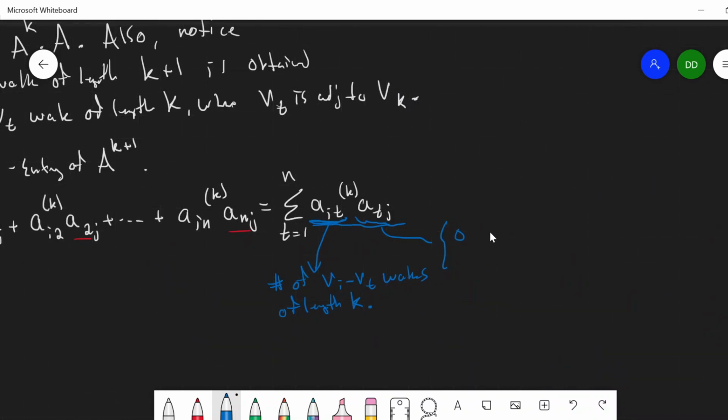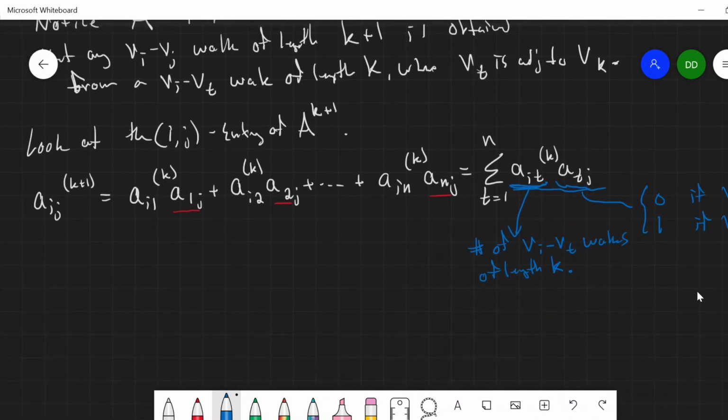And then this a_tj is 0 if vt, vj is not an edge, and 1 if vt, vj is an edge. So right, we have one for each entry, each vertex of the graph. Now the vertices that are not adjacent to vj, this term is going to be 0. So maybe v1 is not adjacent to vj. Then this would be 0, and this whole entry would just go to 0.